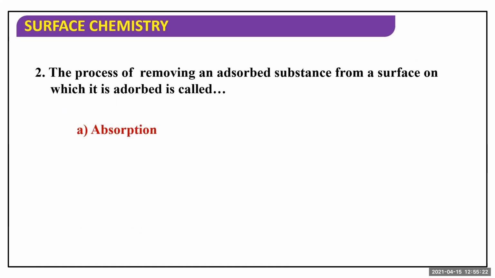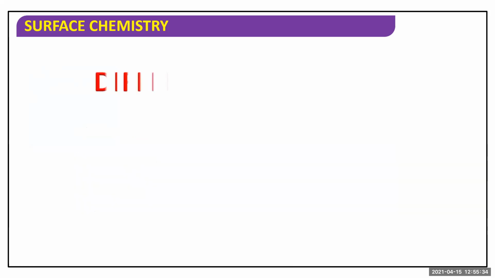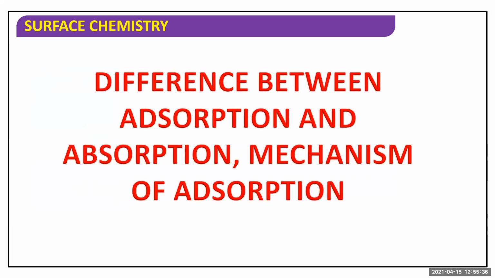The process of removing an adsorbed substance from the surface on which it is adsorbed is called desorption. Desorption. Now, the difference between adsorption and absorption, and the mechanism of adsorption.